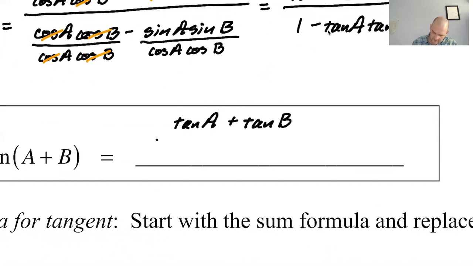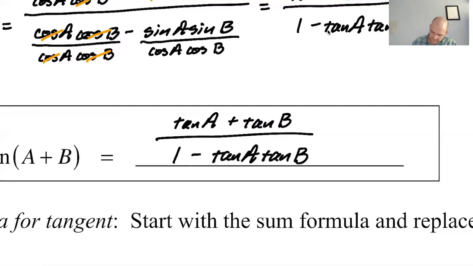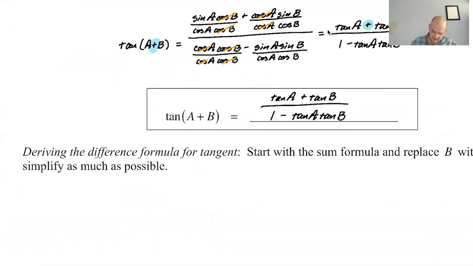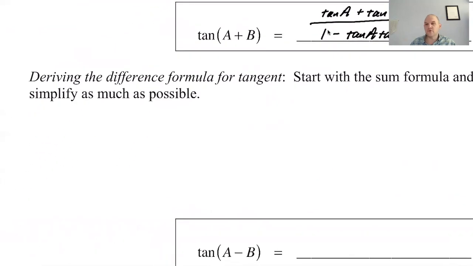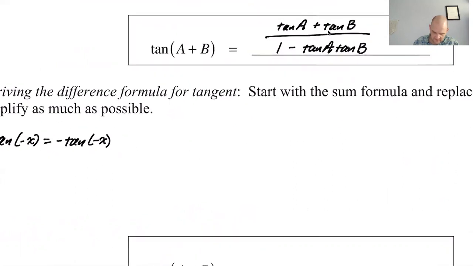Tan B over 1 minus tan A tan B. Okay, all right, so you know what? We're going to finish. Tangent is odd, which means the tangent of negative x is the negative of the tangent of x. I imagine that these are by far the most riveting videos that we've done so far.